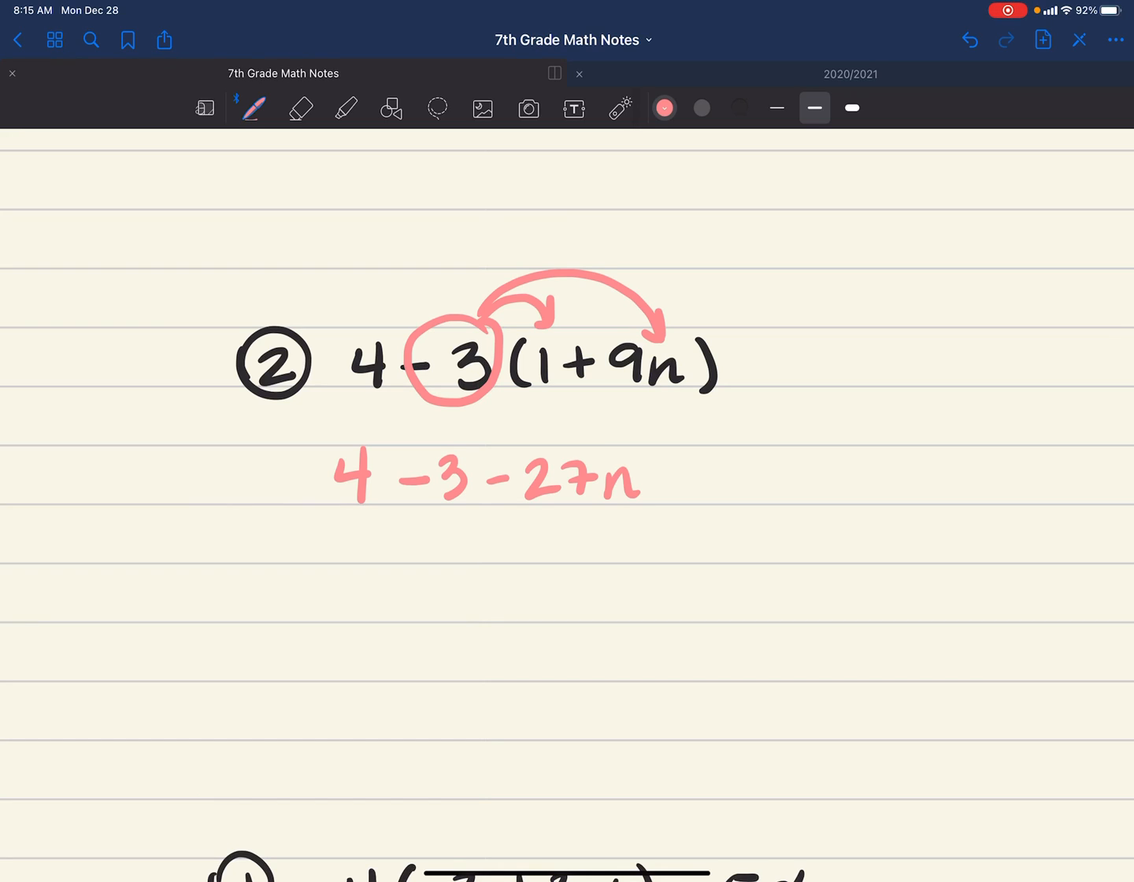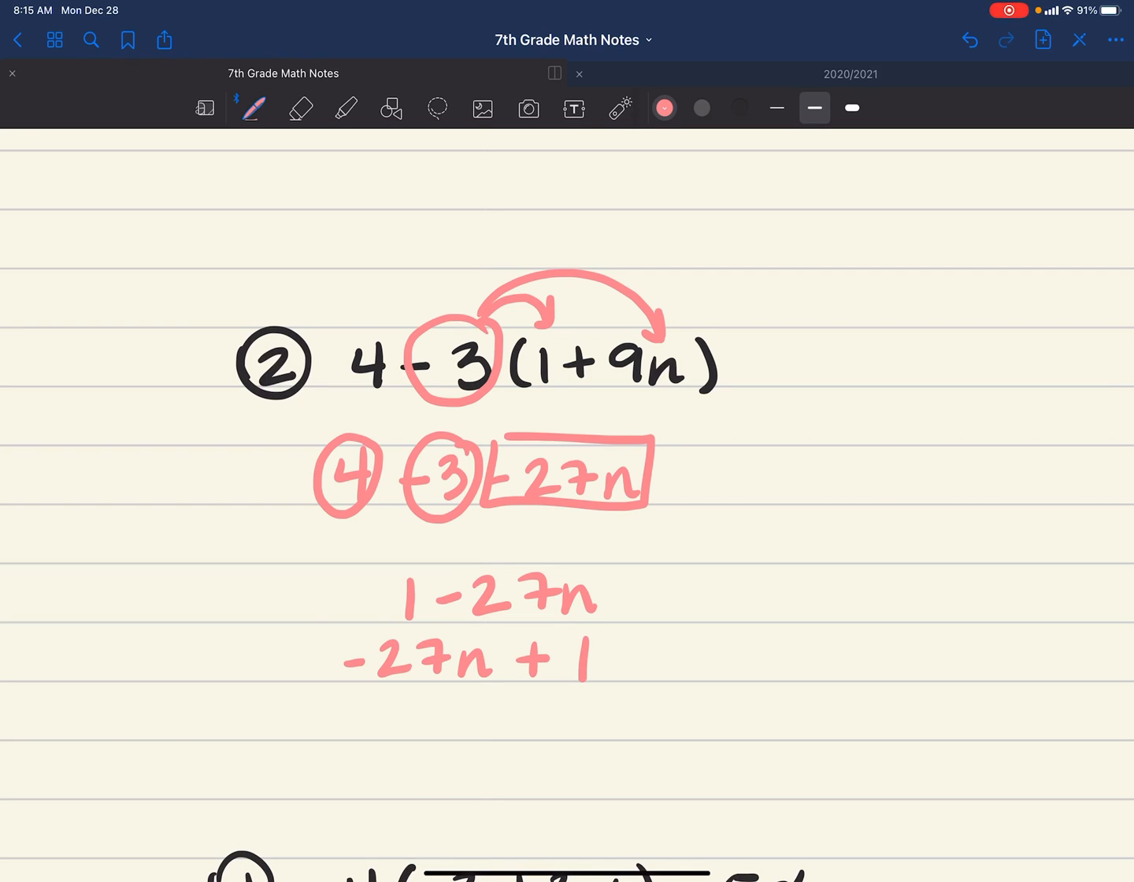So now let's combine like terms. I'm going to circle my constants and then box my terms that have n in it. So combining my circles, 4 minus 3 is 1, and then bring down that negative 27n. Just for mathematical purposes and organization, it is actually better to write all the terms with variables first. So this would actually be negative 27n plus 1. It really depends on your math teacher.